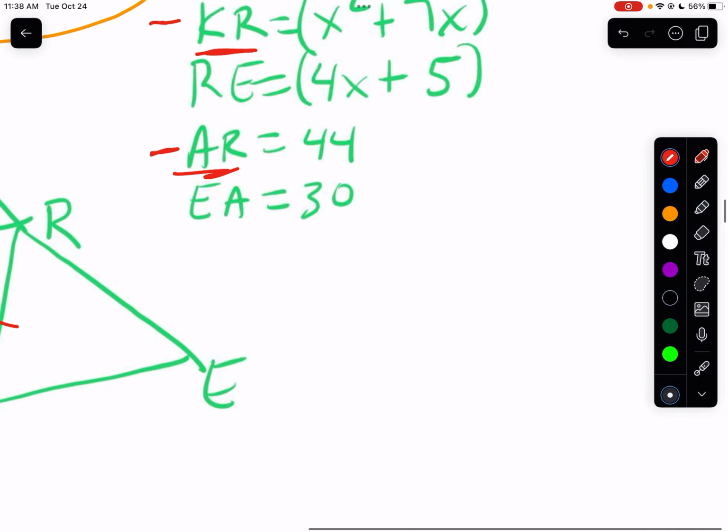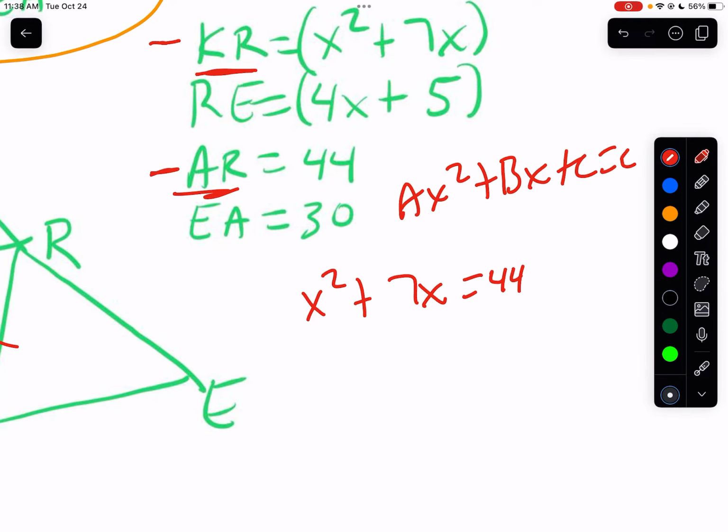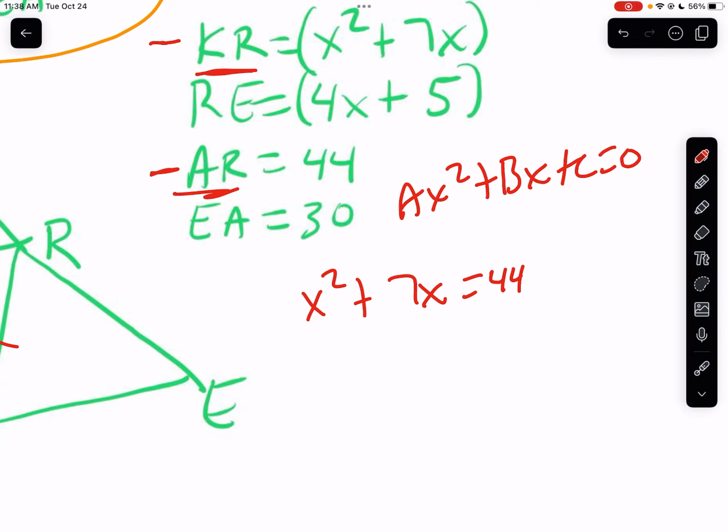And that's already enough to set up an equation. We know that x squared plus 7x has to equal 44. We know it from the name. You got to go by the name. So this is a quadratic equation. We need it to be ax squared plus bx plus c equals 0. So I want to make this side 0. So x squared plus 7x minus 44 equals 0.